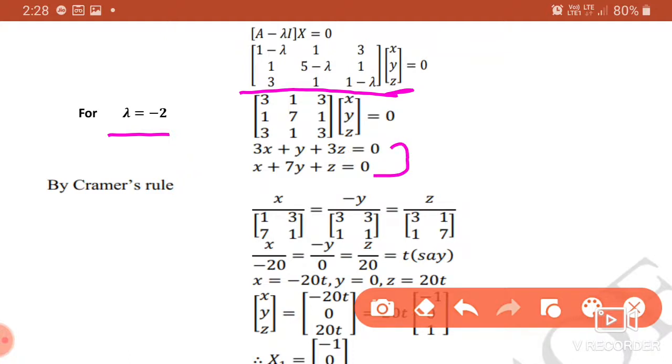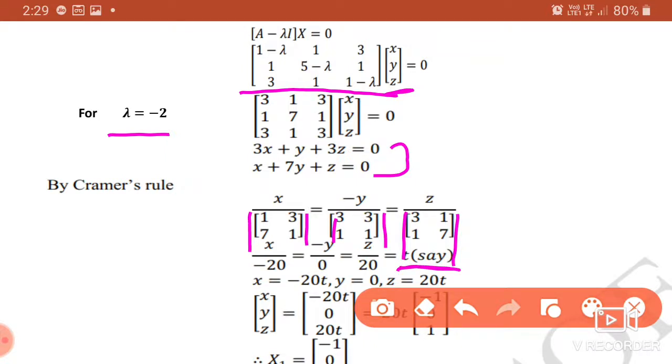So we consider only two equations, that is 3x plus y plus 3z equal to 0 and x plus 7y plus z equal to 0. Solve these two equations by using Cramer's rule. Cramer's rule: x divided by the determinant [7 1; 1 3]... equal to minus y by the determinant [3 3; 1 1] equal to z divided by the determinant [3 1; 1 7]. So it is x by minus 20, minus y by 0, equal to z by 20, and we denote this by t.